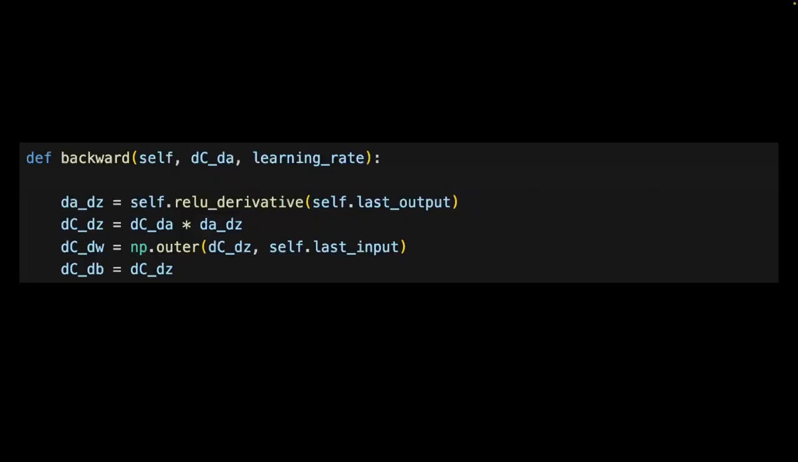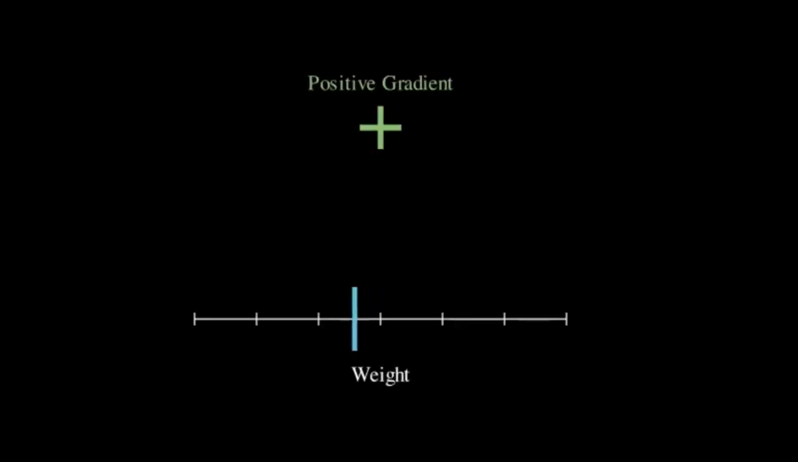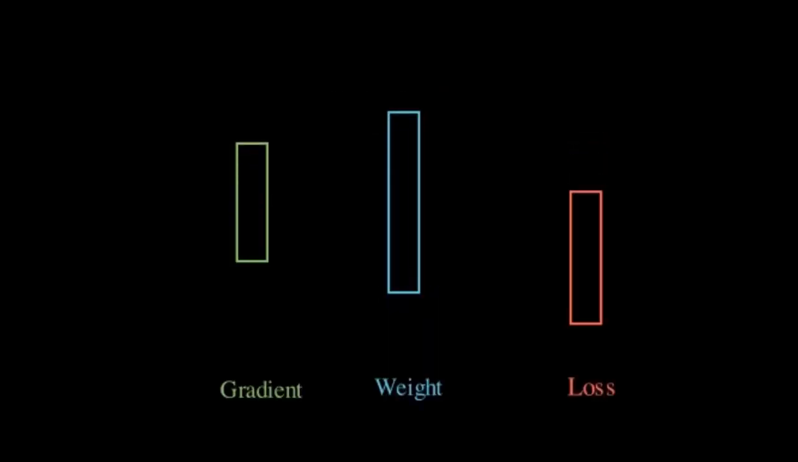The gradient's value tells us two things. The sign, either positive or negative, tells us which way to change the weight to reduce loss. If it's positive, we decrease the weight. If it's negative, we increase it. And the size of the gradient indicates how much that weight affects the loss. A larger magnitude means a bigger effect.